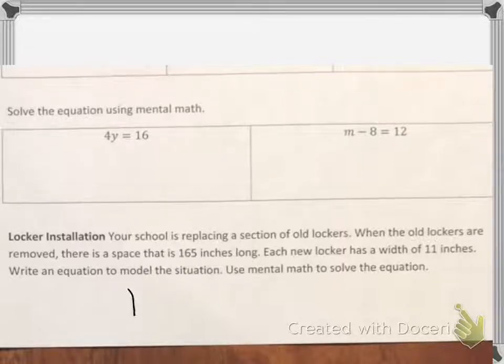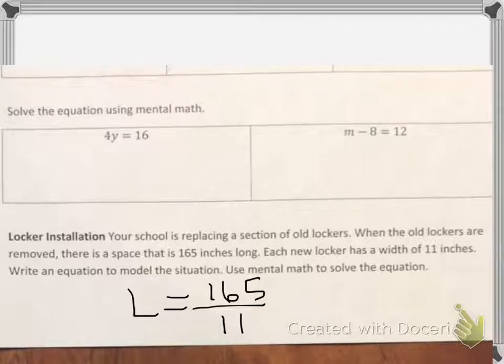Well, we know that the number of lockers we have is going to be 165 inches divided by each width of the locker, which is 11 inches. So here's my equation. The lockers equal 165 inches divided by 11 inches.